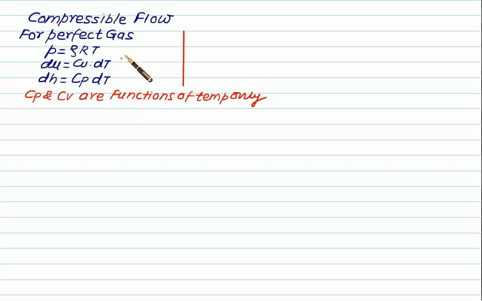In the case of a perfect gas, pressure is given by rho R T. Since Cp and Cv are functions of temperature only, we can write the change in internal energy equal to Cv multiplied by dT, and the change in enthalpy we can write as Cp into dT. If we integrate these equations, we get U2 minus U1 equal to Cv into T2 minus T1, and H2 minus H1 equal to Cp into T2 minus T1.